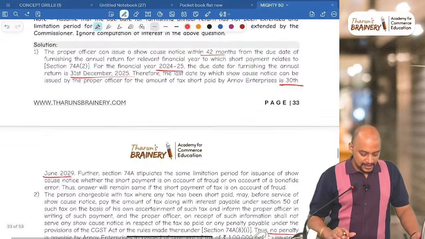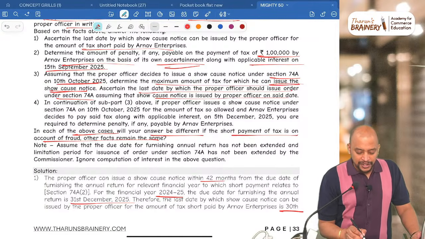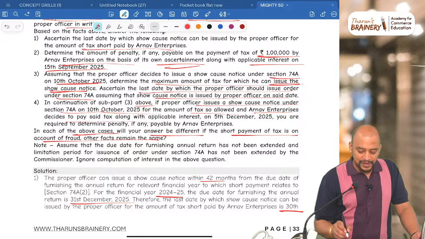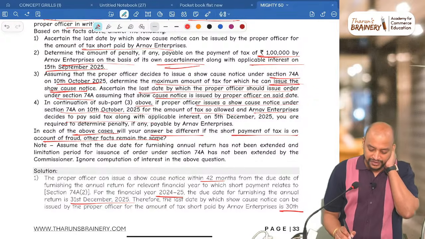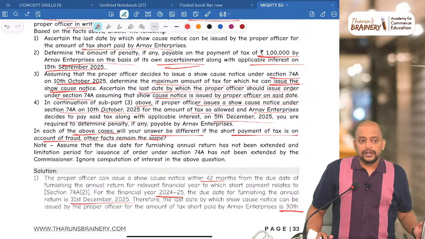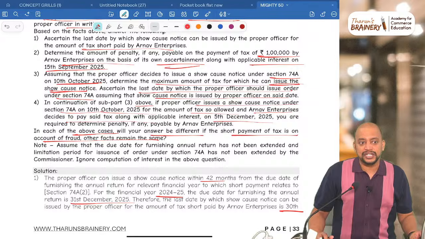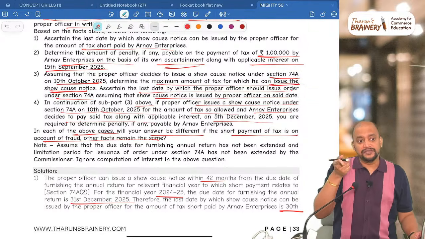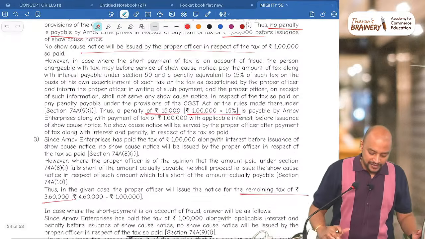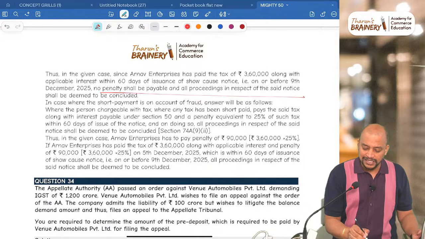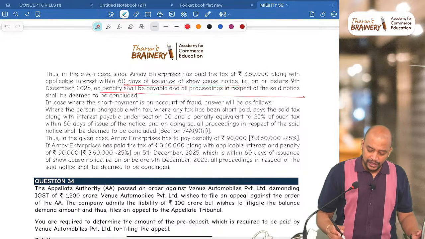Then next, 4. In continuation of subpart 3 above, if the proper officer issues a show cause notice under 74A on 10th October for the amount of tax so collected, and RM Enterprises decides to pay the said tax along with applicable interest on 5th December. So 5th December 2025 means within 60 days from show cause notice, how much will be the penalty? 25%, if it is 74A on account of fraud. If it is other than fraud, no penalty. No penalty shall be payable within 60 days from show cause notice. However, if it is on account of fraud, 25%.